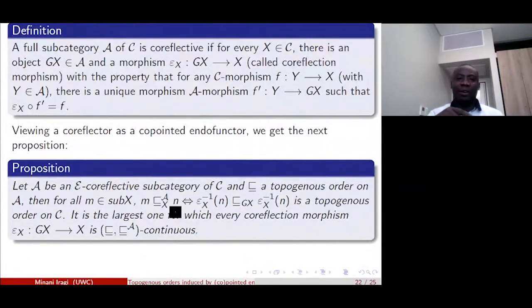A particular case here is the so-called factors: the coreflective subcategory provides a particular co-pointed image in the factor. With that, we can also say that whenever one has a reflective subcategory of Z, we can construct a large order for which each reflective morphism is continuous with respect to all topogenous orders and the newly constructed one, that is, the one induced by the reflective subcategory. And the proof follows from the previous steps.